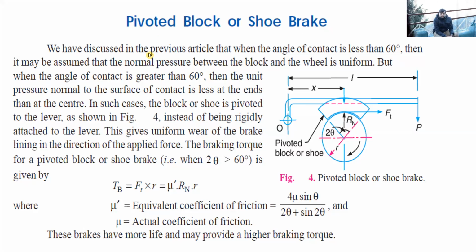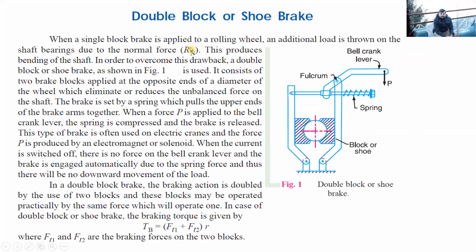Now let's move on to the double block brake. So far we have studied only a single block acting. Now here you can see that two blocks are applied for the braking purpose. When a single block was applied to the rolling wheel, an additional load was thrown on the shaft bearing. Most of the force was transferred to the shaft bearing due to the normal force Rn. This produces bending of the shaft.